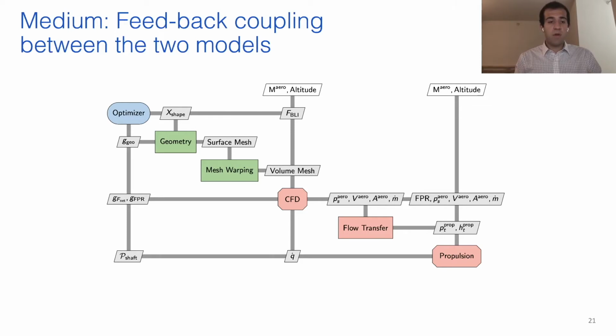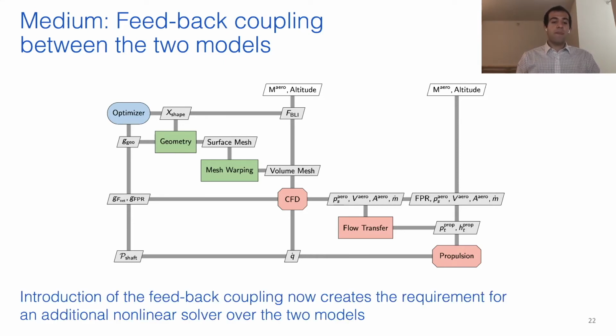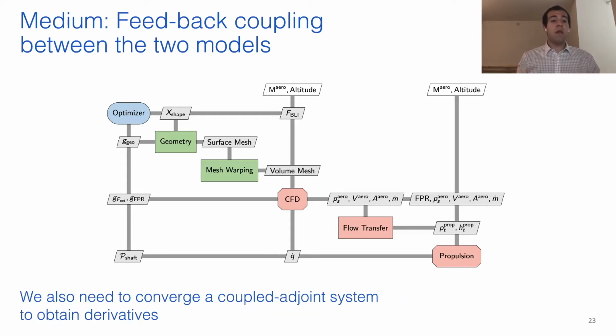On the medium level, we add the feedback coupling between the two models, where the non-ideal losses computed in the propulsion model now affect the fan model that we use in the CFD model in terms of heat addition. And the introduction of feedback coupling now creates a requirement for an additional nonlinear solver over these two models, where we need to converge the coupled aeropropulsive analysis. And after converging the aeropropulsive analysis, we also need to converge a coupled adjoint system to obtain derivatives across this model.